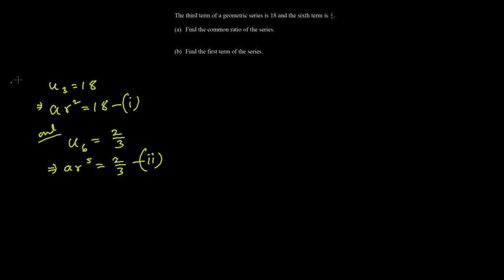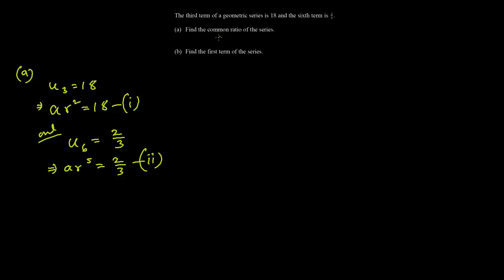Now in question number A, what we have to do is find the common ratio. We have two simultaneous equations formed. Now we cannot solve it by elimination, meaning cancelling one of the terms like we do when we have arithmetic progression simultaneous equations. Here we have to use substitution.